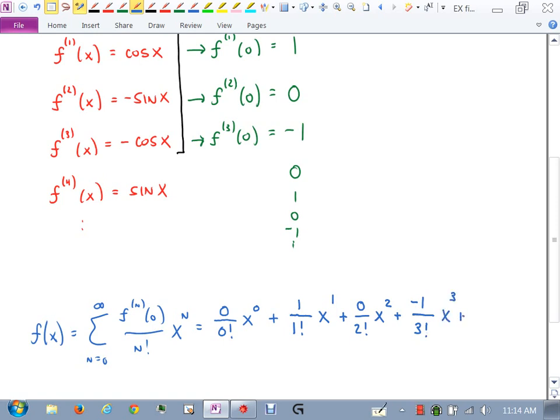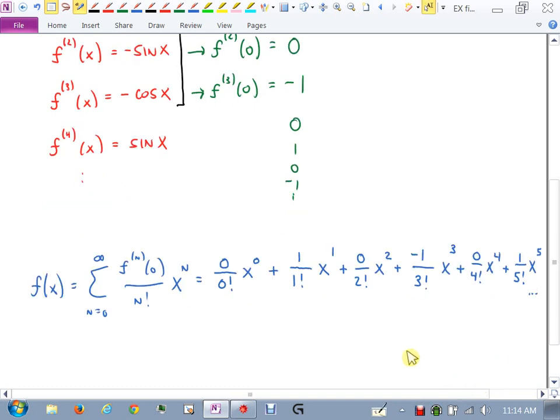And then what would the next one be? 0, right, over 4 factorial x to the 4. I'm going to try and get one more in here. Plus, we're back at 1, right? 1 over 5 factorial x to the 5th. And it keeps going, dot, dot, dot. I'm hoping that that's enough for me to pick up the pattern.